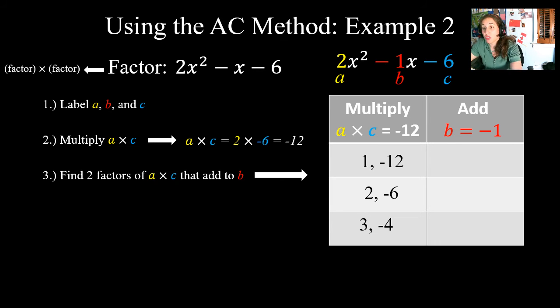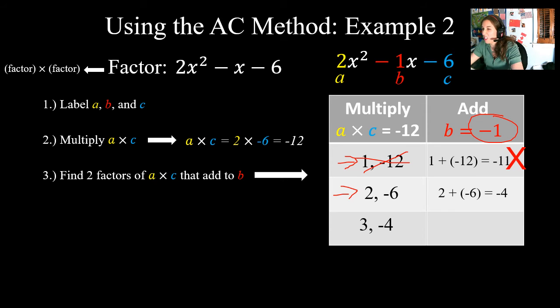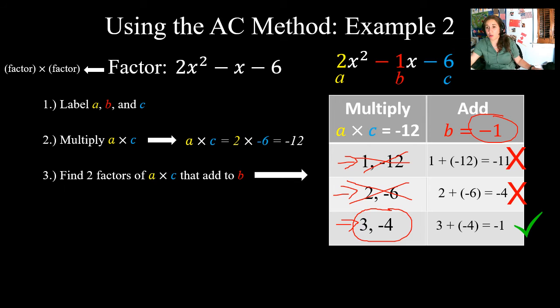So I'm going to just start with my first pair here. Okay, 1, -12. Well, 1 plus -12 gives me -11. That does not add to -1. Let's go to my next pair of factors. 2 and -6. 2 plus -6 gives me -4. That does not add to -1. Okay, so that's not my pair that I'm looking for. Let's try 3 plus -4. 3 plus -4 does add to -1, so that is indeed the pair of numbers that I am looking for, okay? So I found my factors of 12 that added to -1, okay?